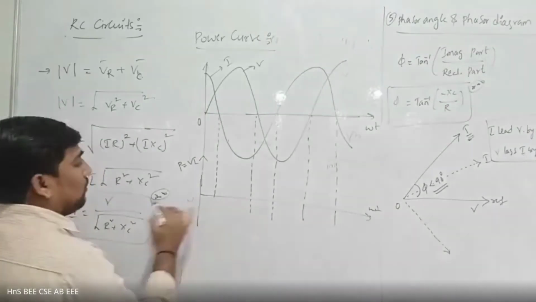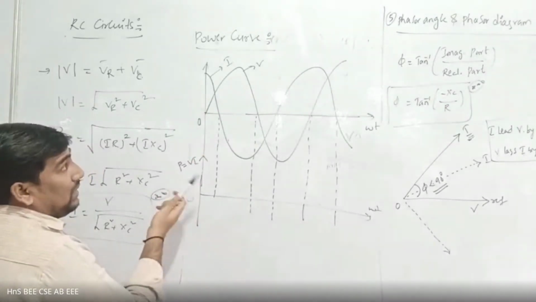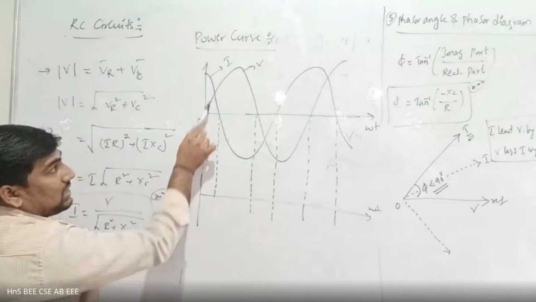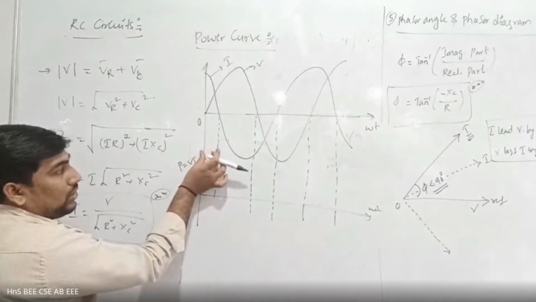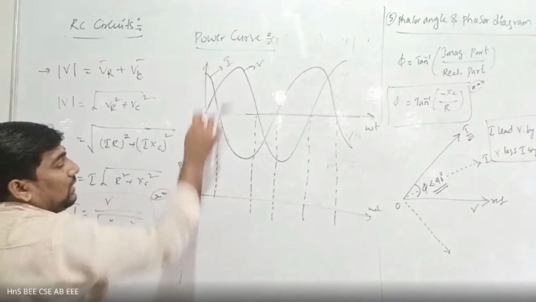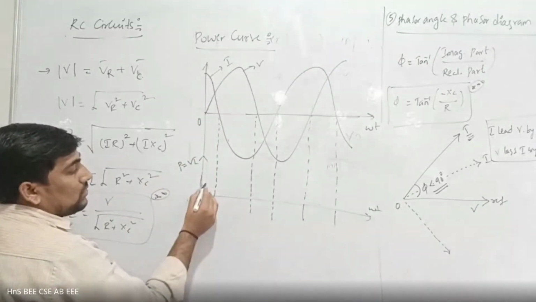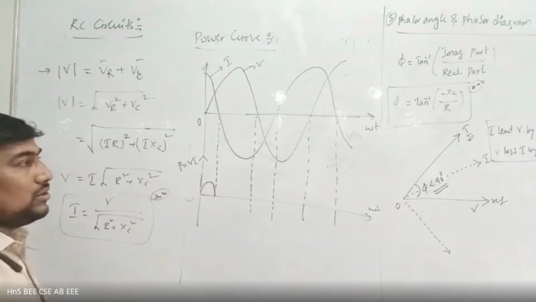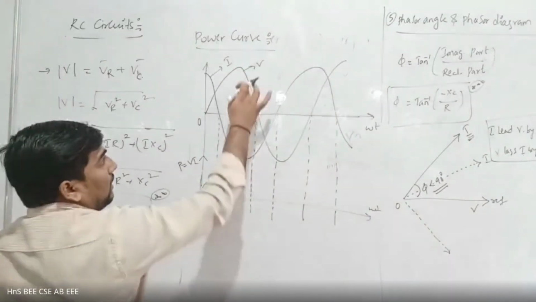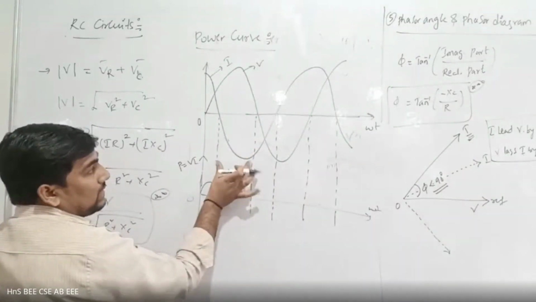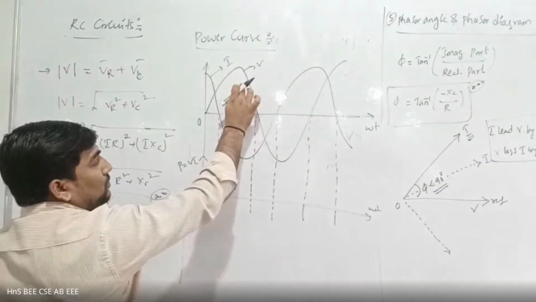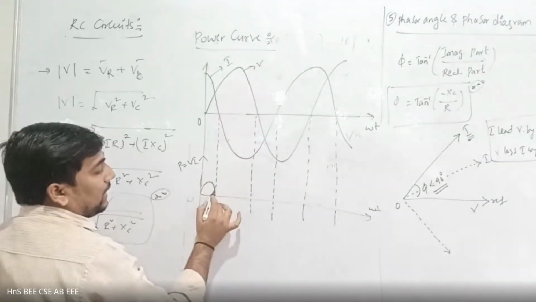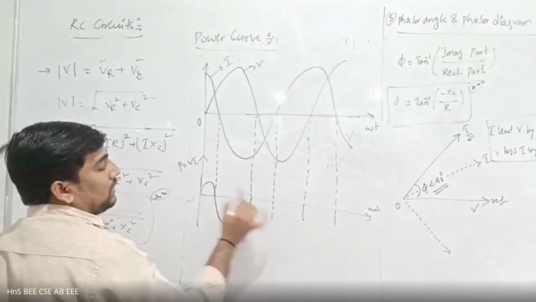Okay, this is the zero position. Now you have to take the multiplication of voltage into current. This is the voltage, this is the current. Both are positive from this zero point to this point. If both are positive, your power waveform is also positive. Now coming to this one, positive into negative. In between these two lines, the current is negative, voltage is positive. Positive into negative, negative.